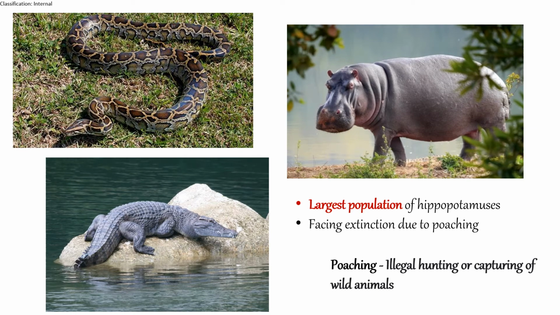Let me give you a star fact. The largest population of hippopotamuses was once found in the Democratic Republic of Congo, but now they're facing extinction due to poaching. Now, what do I mean by poaching? Poaching is the illegal hunting or capturing of wild animals.